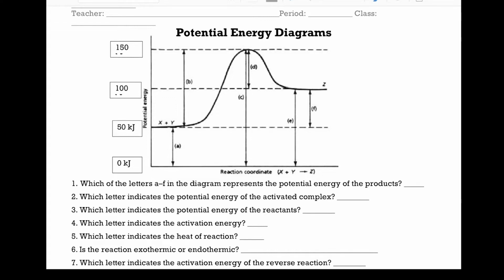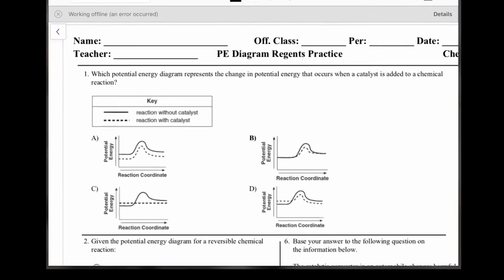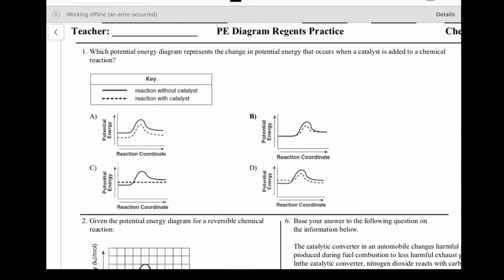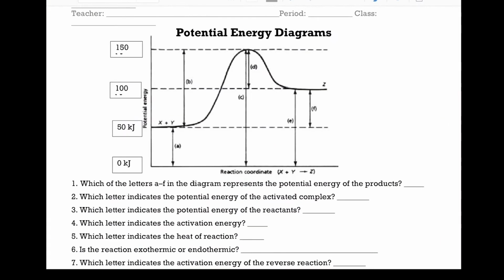So this video consists of this worksheet which you're looking at right now, the extra practice, as well as the Regents practice as well. So going over this, you have a picture and questions. So let's just jump into this quickly. 1 says, which of the letters A through F in the diagram represents potential energy of the products? Remember, products are what you end with, so reactants are up front, products are towards the end.